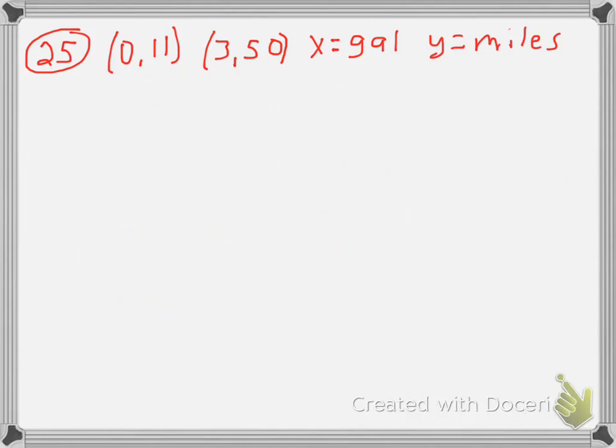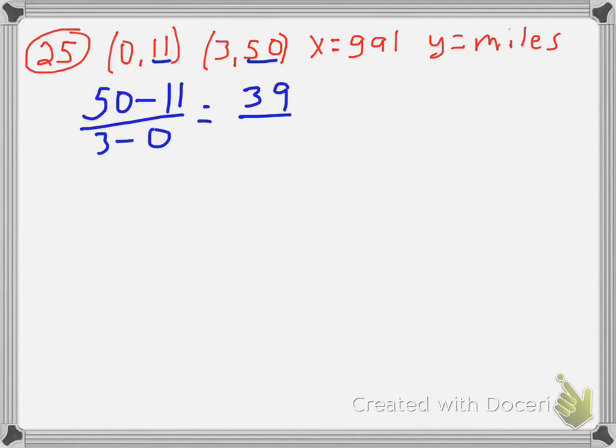So in this case, it's going to be 50 minus 11 over 3 minus 0. 50 minus 11 gives us 39. And 3 minus 0 is 3. Your y is miles, so that's going to be miles on top, and that's going to be gallons on bottom.